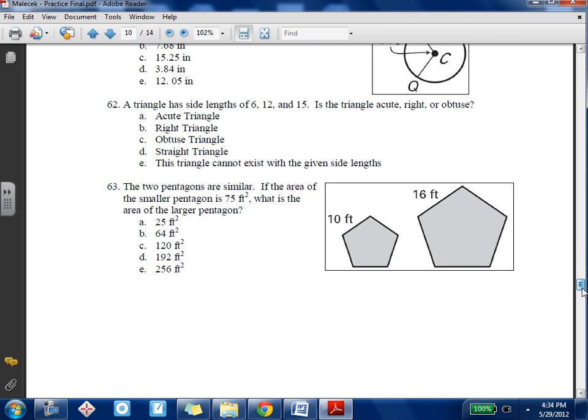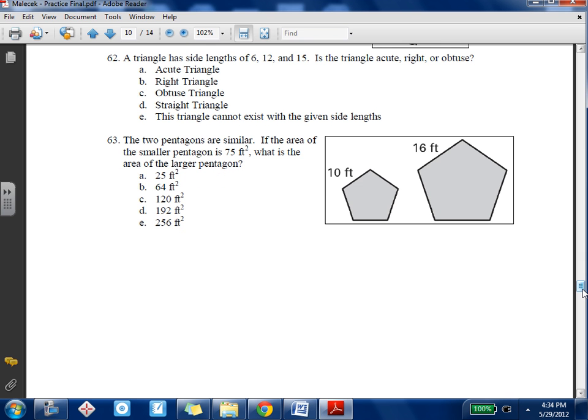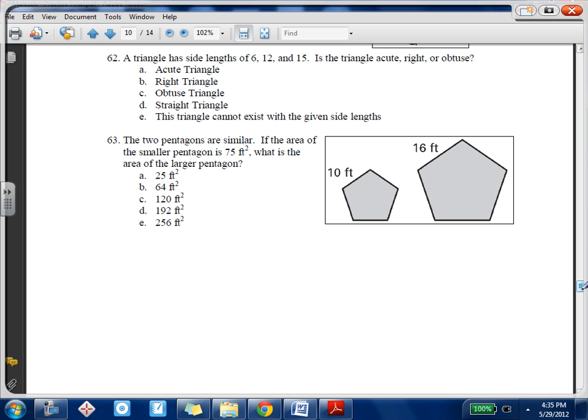Number 62. A triangle has side lengths of 6, 12, and 15. Is the triangle acute, right, or obtuse? This is where we need to use the Pythagorean Theorem, but it's going to be the opposite because we don't know that it's right yet. So we can't say that a squared plus b squared equals c squared because we don't know. It doesn't tell us that it's right. So we have to put the blank mark.